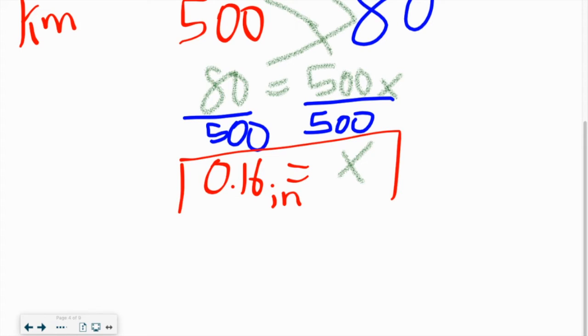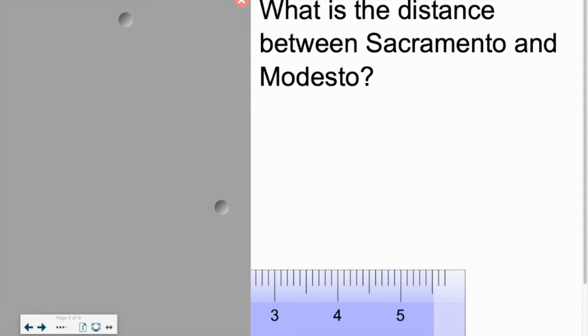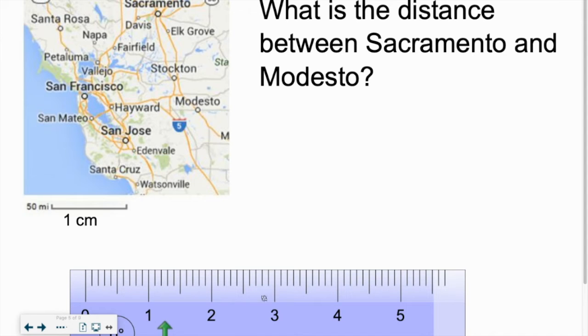And that is the big takeaway there. That's what we want you to be able to do with scale drawings. Then, on your book assignment at least, oftentimes it's going to say to measure. So we want to be very careful that we get a ruler.